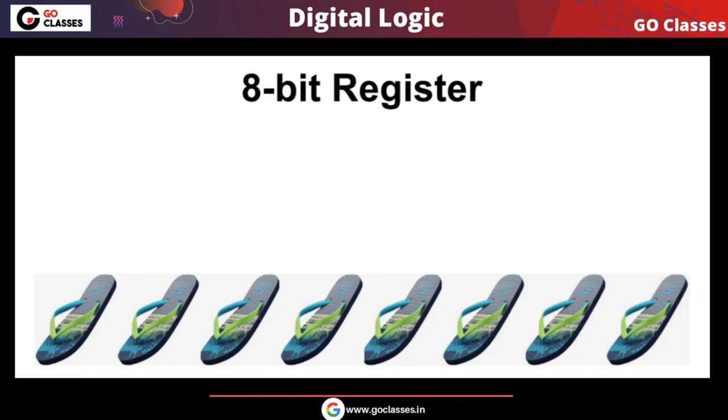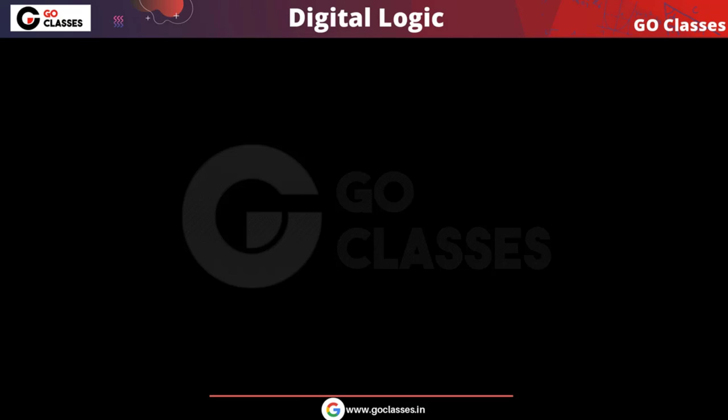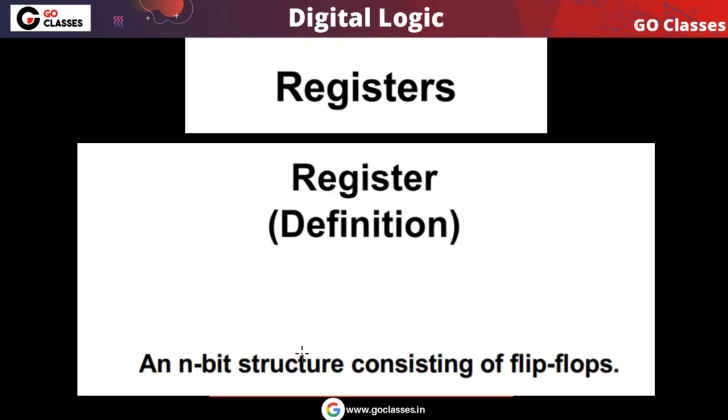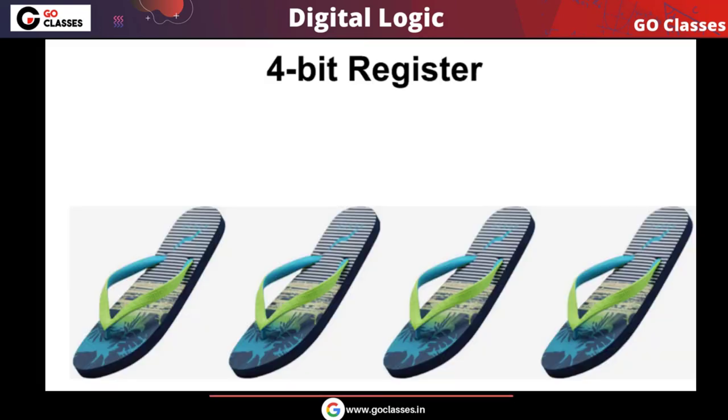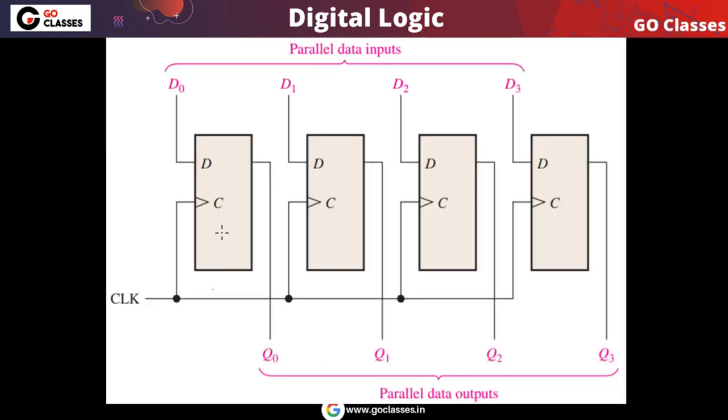So basically this is how you can do it. What is a register? A register is very simple: it is an n-bit storage device. To store n bits, you need n flip-flops. So I can say that a register is basically an n-bit structure consisting of flip-flops, a collection of n flip-flops. Now let us see the next.